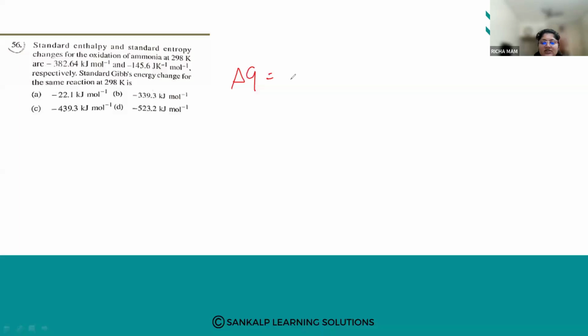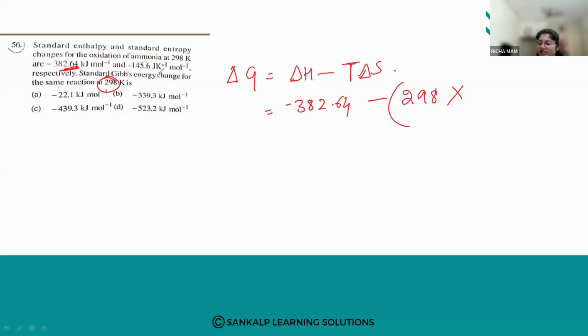Change in Gibbs energy is equal to delta H minus T delta S. So the standard Gibbs energy change is equal to change in enthalpy minus temperature into change in entropy. The change in enthalpy is minus 382.64, the temperature is 298, and the change in entropy is minus 145.6.